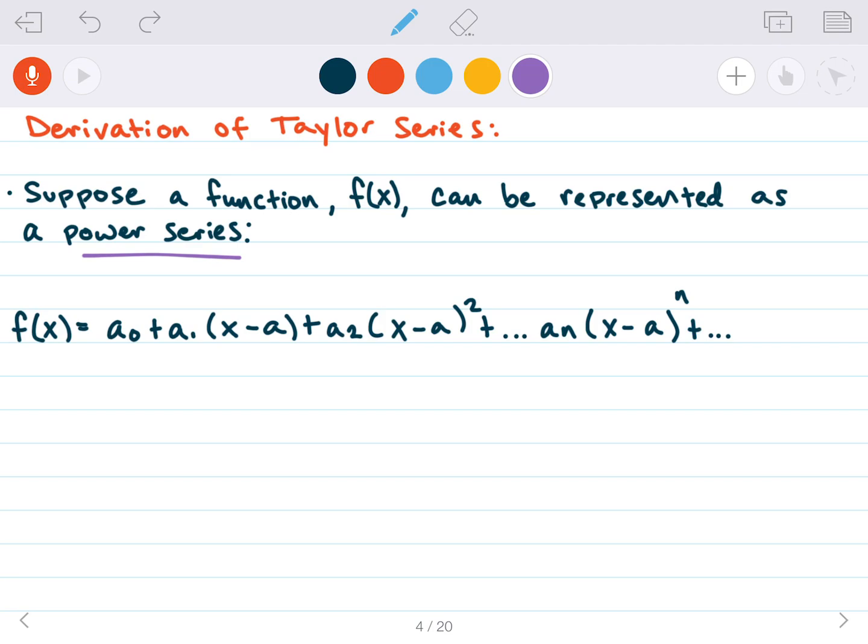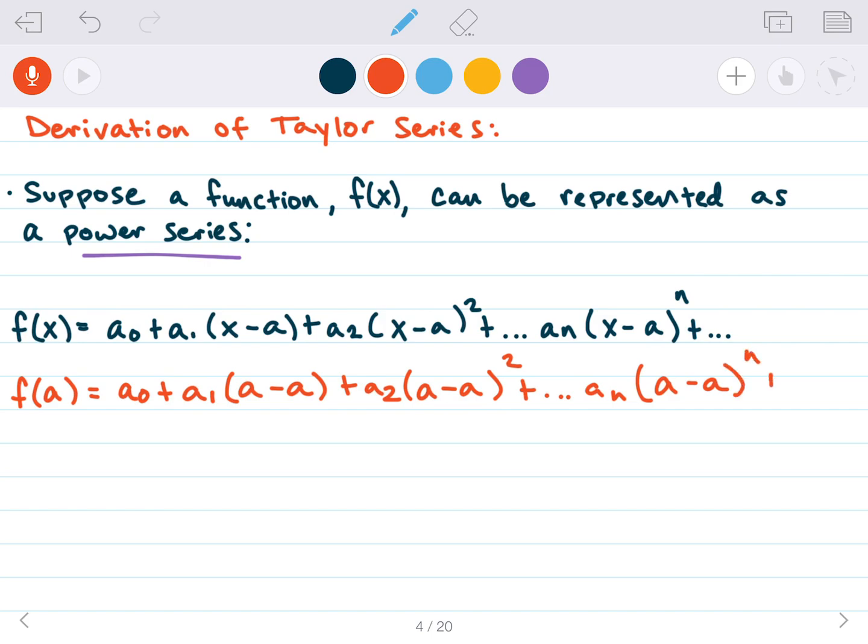The basic idea here is, if we know that our function can be represented like this, which is just the definition of a power series, well, what happens if I plug in my center for each x? I have a sub 0 plus a sub 1 times x minus a, if I plug in a for x, I get a minus a here, plus a sub 2, a minus a again, plus ... a sub n, a minus a to the n, and it keeps going in this pattern. Now you should see that a minus a is 0, so this clears, this clears, this clears, they all clear, except for this guy right here.